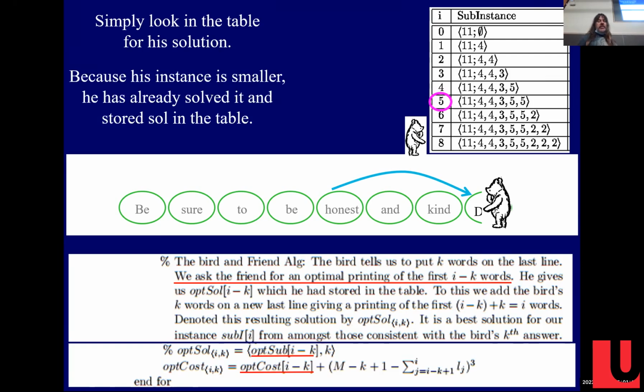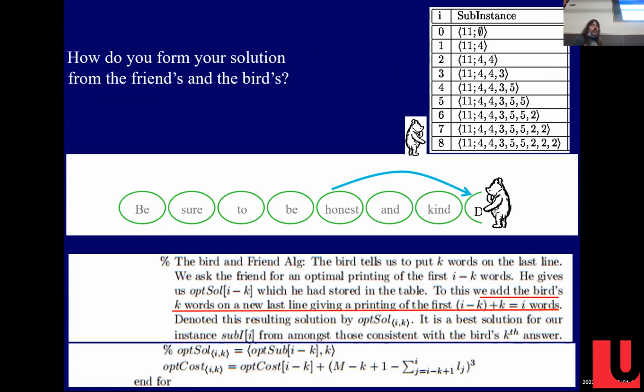Because this instance is smaller, we assume by our loop invariant that it's already solved, and we can just look it up in the table. And now, how do you take our friend's solution and our bird's advice and combine them? What we do is add the bird's K words as a new line on the end of what our friend gave us. Our friend printed I minus K words, our bird printed K words, and that gives us a printing of I words.